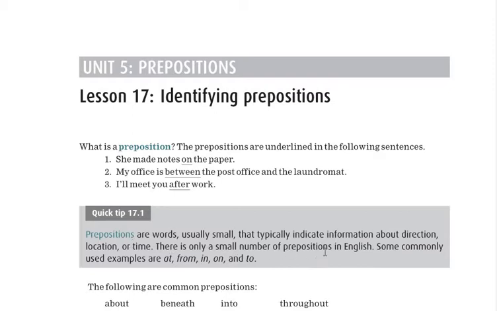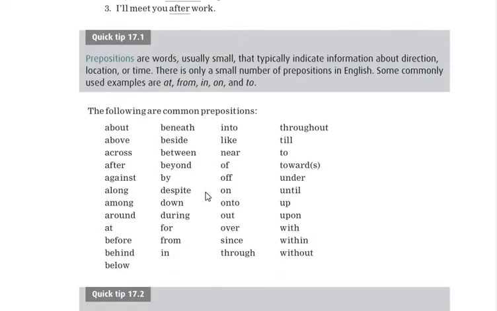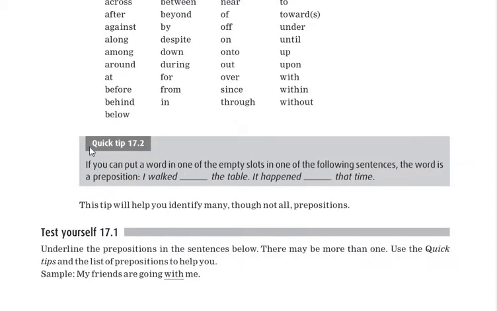There is only a small number of prepositions in English. Some commonly used ones are at, from, in, on, and to. All these are prepositions, so this is the list given here. And again, it's a quick tip, 17.2: if you can put a word in one of the empty slots, like "I walked dash the table," "I walked around the table," or "It happened dash that time," then it is a preposition. So keep these two sentences in mind.